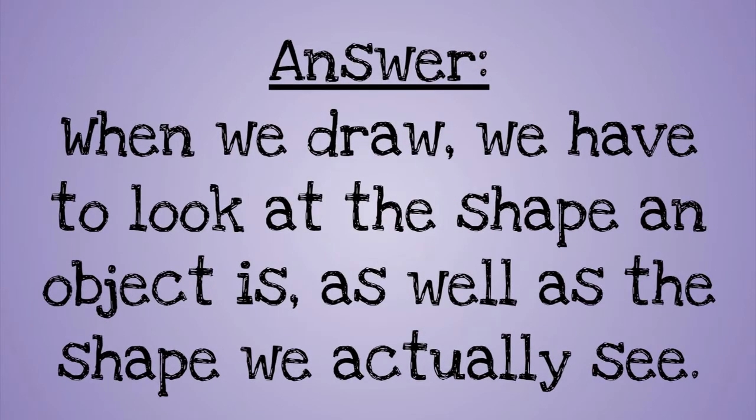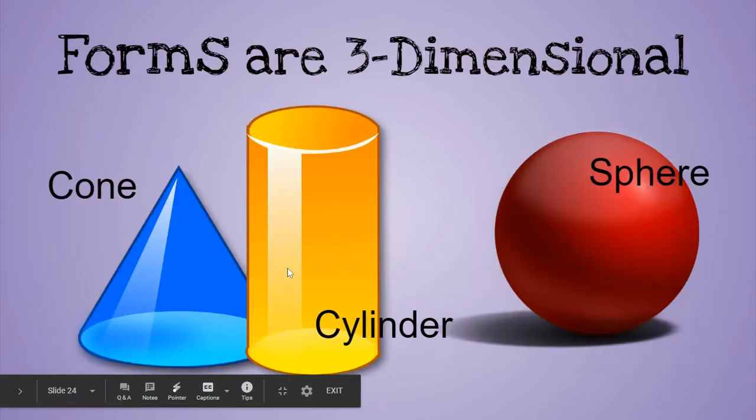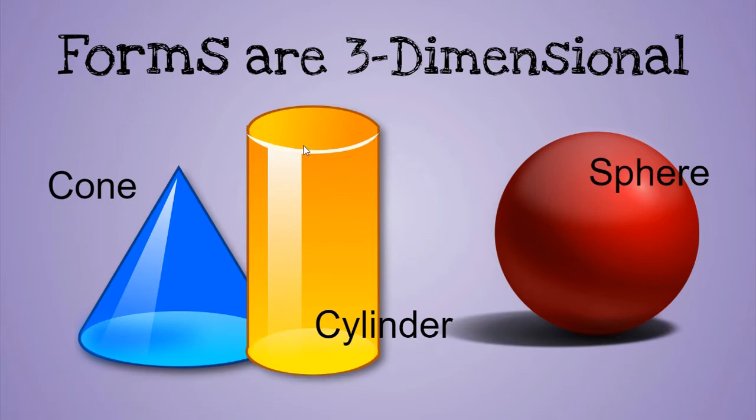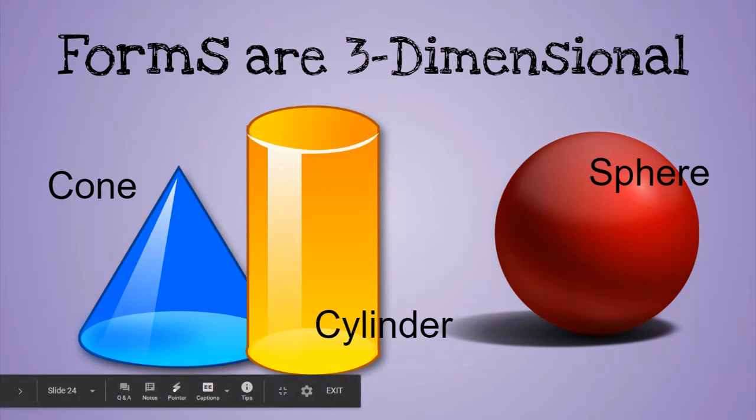Well, I'll tell you. So when we're going to draw, we have to look at the shape an object is, but also the shape we actually see. So if I were to go back a few slides, we know that a cylinder, this part right here, is actually a circle. But it looks like an oval right now because of the angle that we're looking at it. And that's important when you're trying to draw.